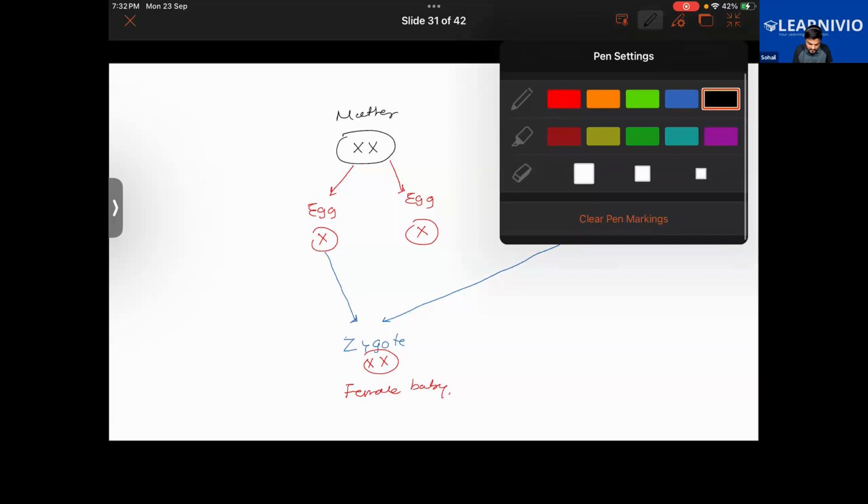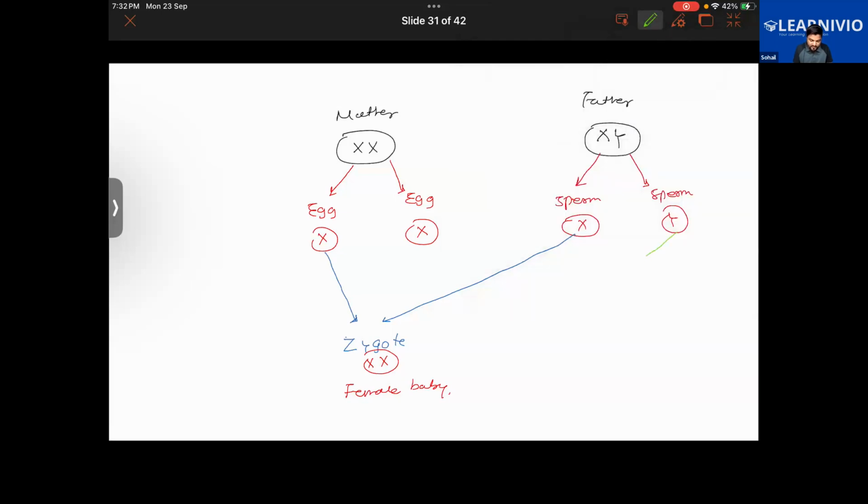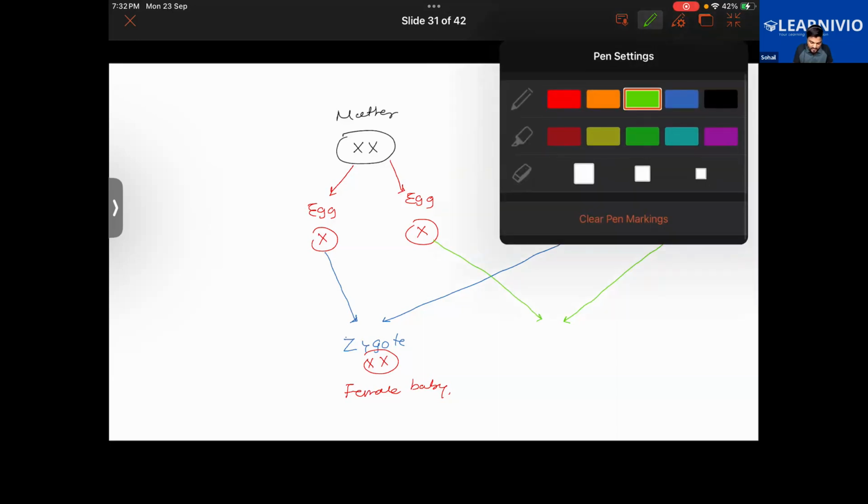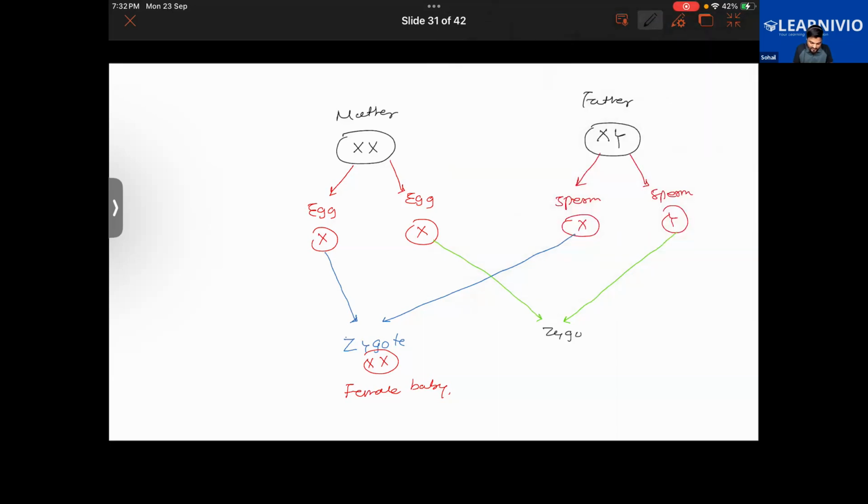Now take this into consideration: if the sperm coming from the male parent has a Y chromosome, and of course the ovum will always have an X chromosome, then the zygote that will be forming will have the chromosomes XY. So in that case, a male baby will be formed. The father has the XY chromosomes, so the child will also have the same type of chromosomes. That is, a male baby is formed. Did you guys understand how the determination of sex takes place in humans?